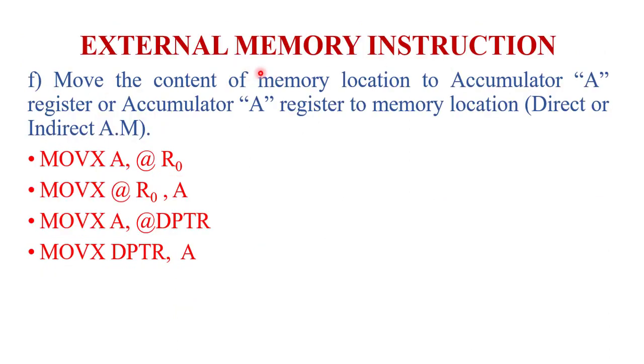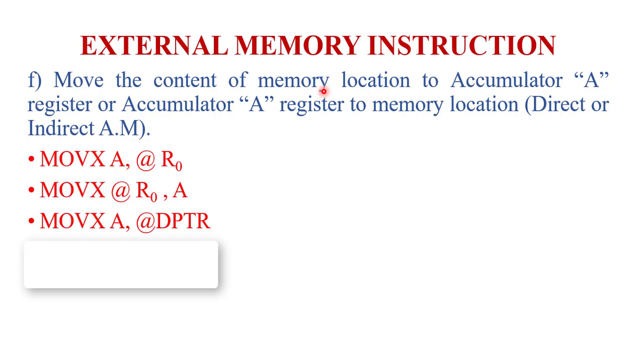Next category is external memory instruction. In this type of instruction, we move the content of an external memory location to the accumulator, or the accumulator content is moved into the external memory location, by using direct or indirect addressing mode. So in this type of instruction, the content of external memory location is moved into the accumulator register, or the content of accumulator register is moved into the external memory by using direct or indirect addressing mode. So these are the example of external memory location instruction.